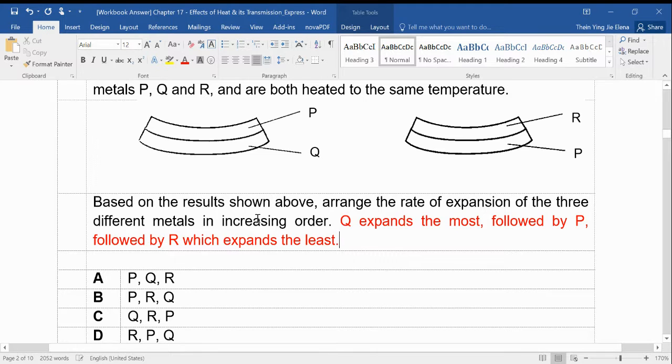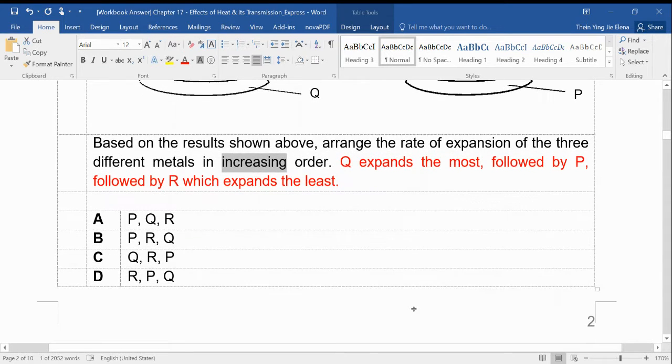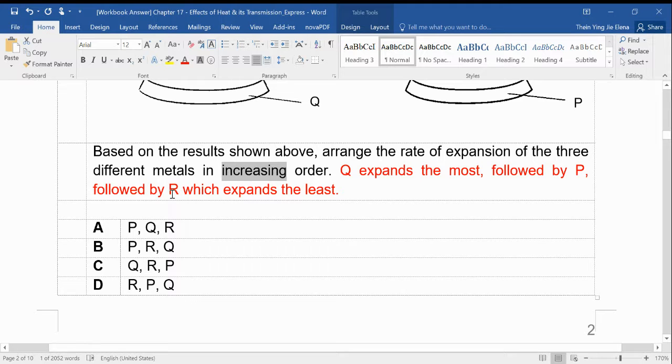So, arrange it in increasing order. That means smallest, right? The slowest expansion to the largest expansion, largest rate of expansion. So, the least will be R, followed by P, followed by Q, because Q is the most. Okay, the fastest rate of expansion. So the answer should be D for question 2.